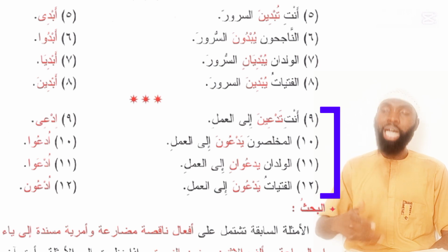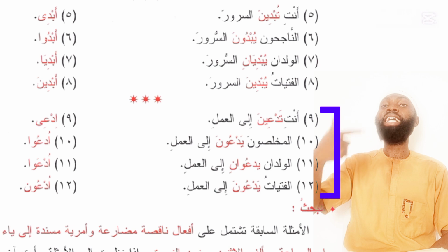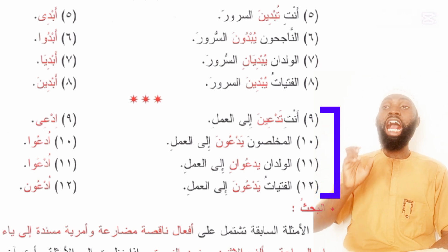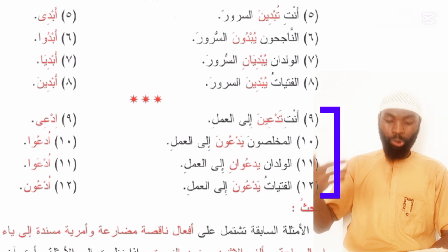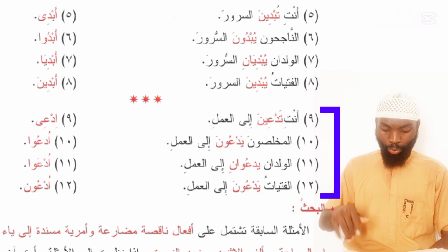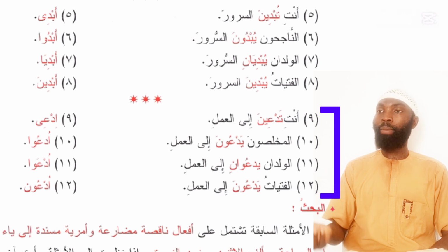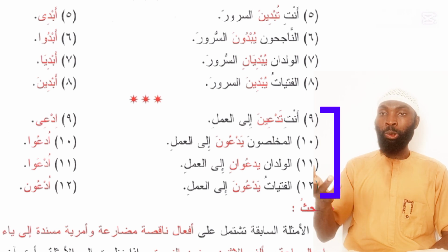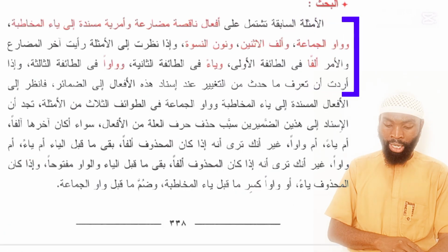Number 11, we have al-waladani yad'uani. The two boys are calling. One person yad'u, two people yad'uani. The two boys are calling to good, to work. So to command it, it will be ud'uwa, ud'uwa, mashallah. And lastly, we have al-fatayatu yad'una ila al-amali. The girls are calling to work. So to command them, it will be what? Ud'una. MashaAllah. Now we have the explanation of this topic.